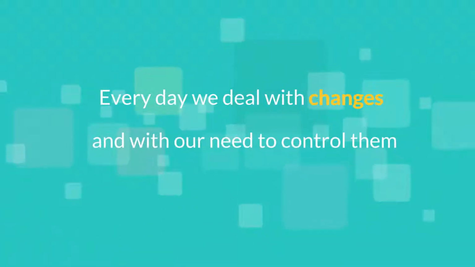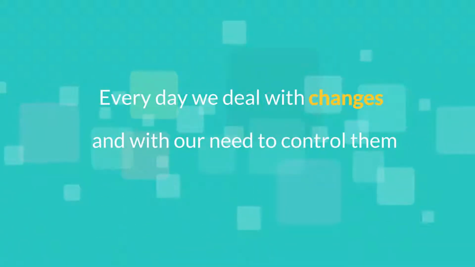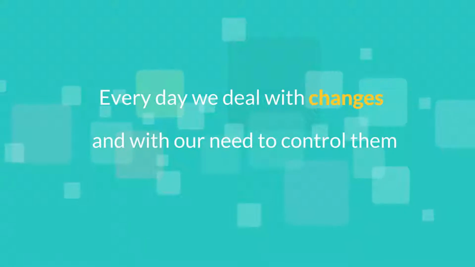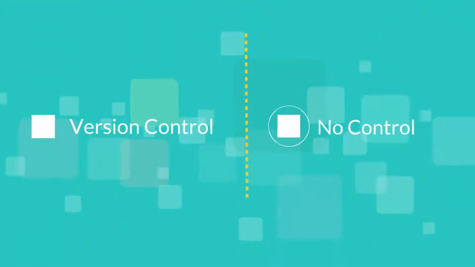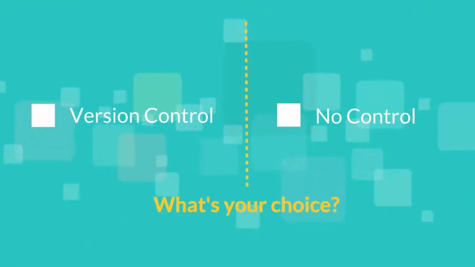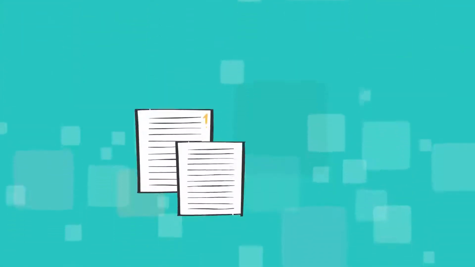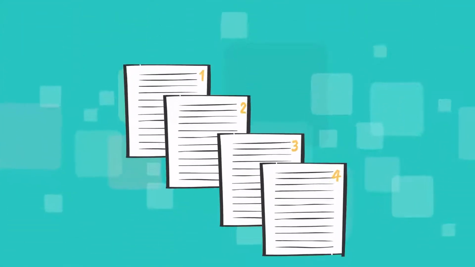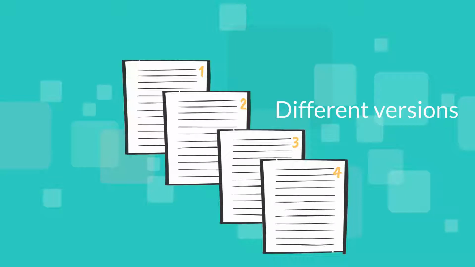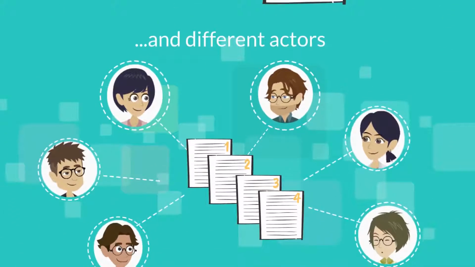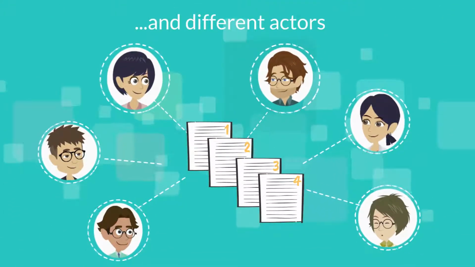Every day, we deal with changes, and with our need to control them. Version control, or no control. What's your choice? Version control is most often used to track and control changes to software source code. And changes can be made by different actors.